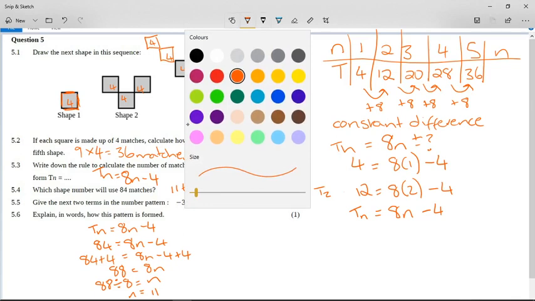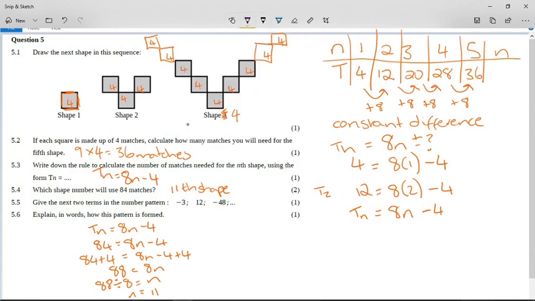Okay, now let's have a look quickly at the last part of the question. See, this question here is not related to the other question. So it says 5.5, give the next two terms in this number pattern. Now look at this number pattern. Negative 3, 12, negative 48. Can you see it's going minus, plus, minus? So my next term has to be positive, because negative, positive, negative, the pattern is negative, positive. You have to recognize what is going on here. Is negative 3 to 12, the difference is 15. Is the difference between 12 and negative 48 15? No. So this can't be one where there's a constant adding difference.